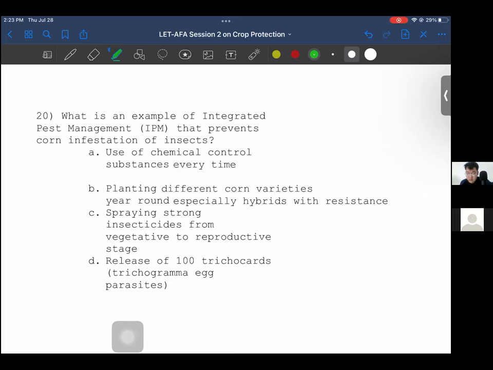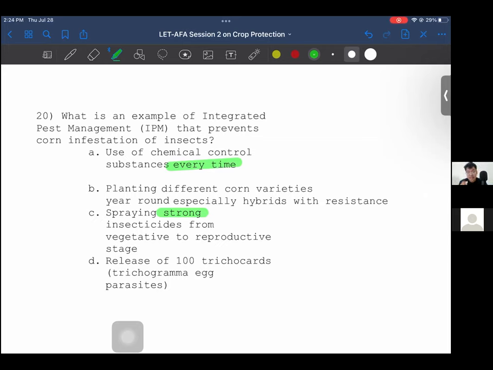Okay, so for this one, we are specifically tackling corn infestation of insects. So para natin mape-prevent yung ano na yon. Una, sabi ko kanina, in spraying yung ating mga insecticide or pesticide or any fungicide, herbicide, it is not recommended to do this every time. So spraying strong insecticides, as what I have mentioned din kanina, hindi rin okay na puro lang strength ng insecticides, wala naman yung proper time.